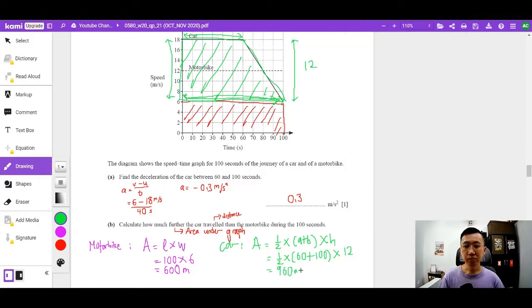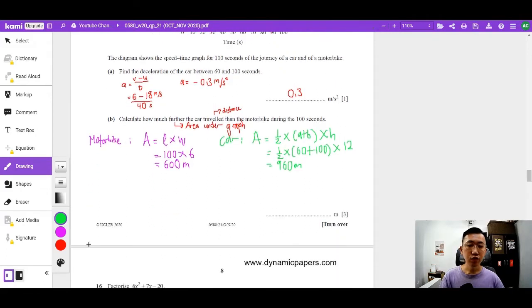Okay, and then one more time you have to subtract them from each other, because they ask you how much further the car travelled, meaning the difference in distance. So finally you're working out the distance difference, as long as your examiner understands. So you can write 960 minus 600 meter, then you get the final answer 360 meter. So there you go. This is actually question 15B.